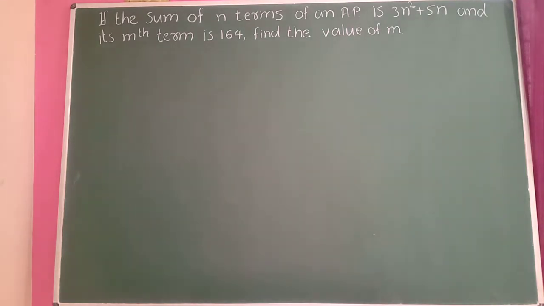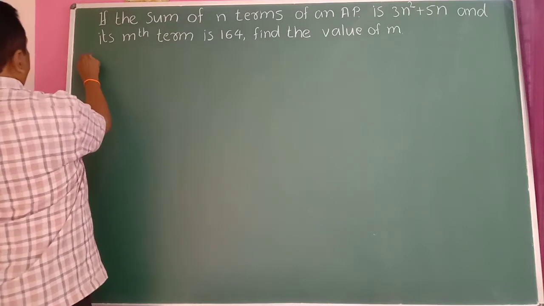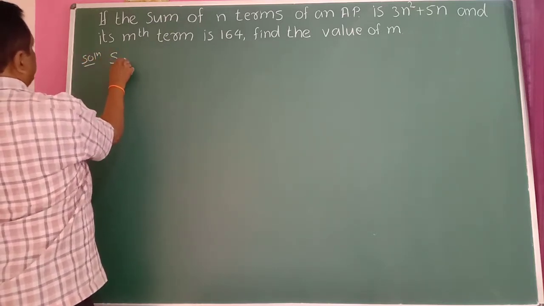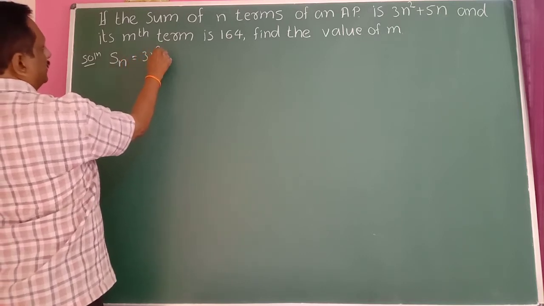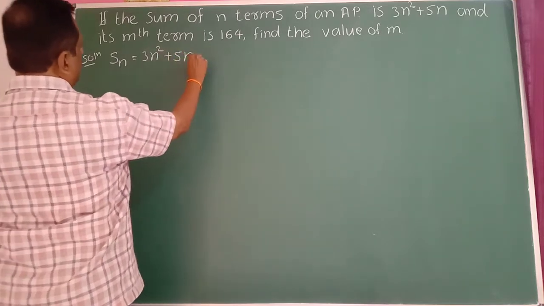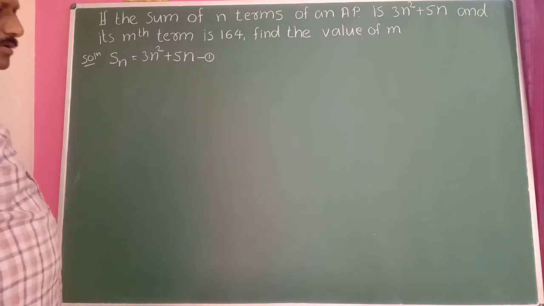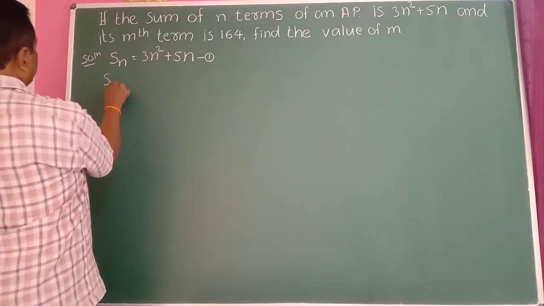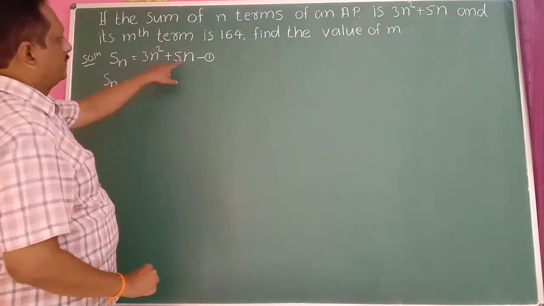Therefore, here the given sum of n terms is Sn equal to 3n square plus 5n. Take result number 1. The sum to n minus 1 terms, S of n minus 1, means just replace n by n minus 1 here.